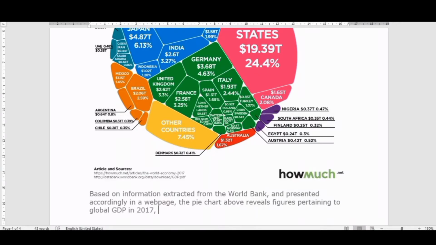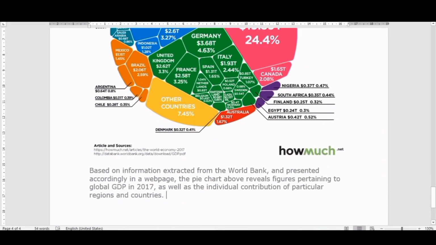and then as well as the individual contribution of particular regions and countries. Alright, that's our introductory statement. We can now proceed with the overview.